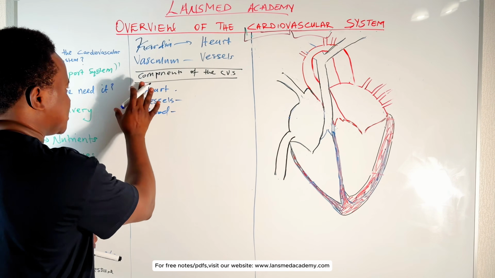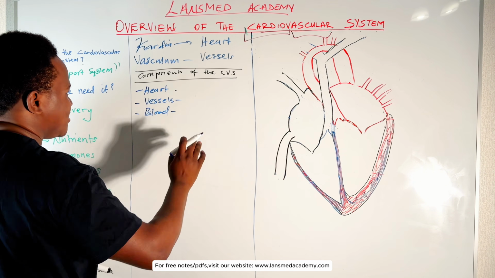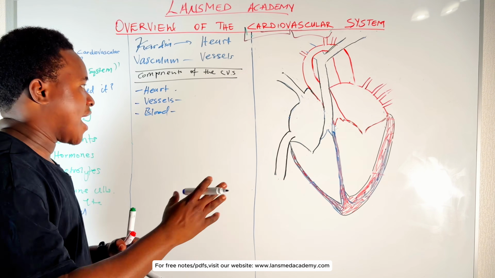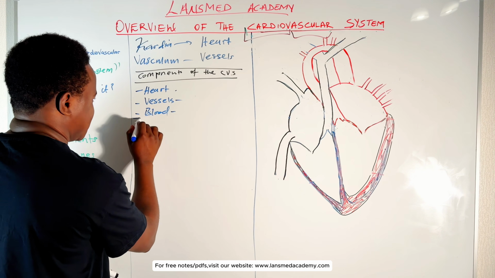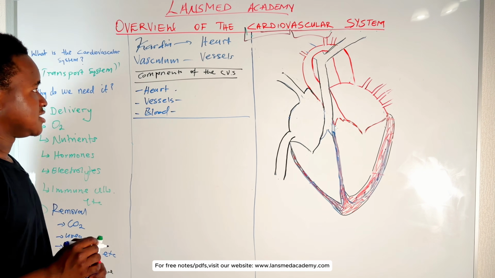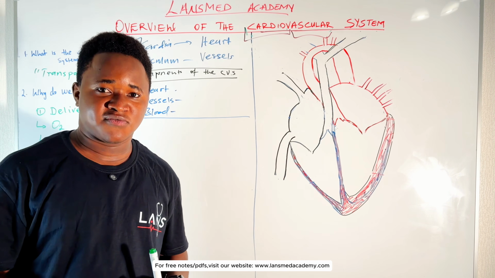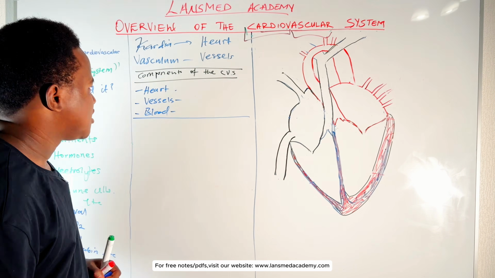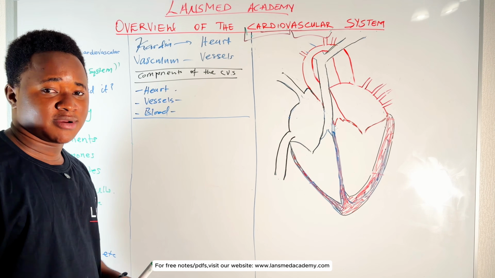So this is basically all the loading points of the vehicle. The heart pumps, then the vessels are the roads or the highways through which all these processes are going to happen. So these are the major components, or the key components, of the cardiovascular system. Now, let us briefly look at an overview of each of these components.